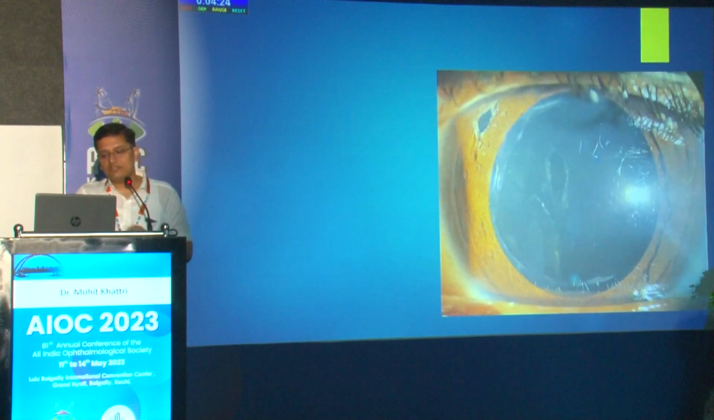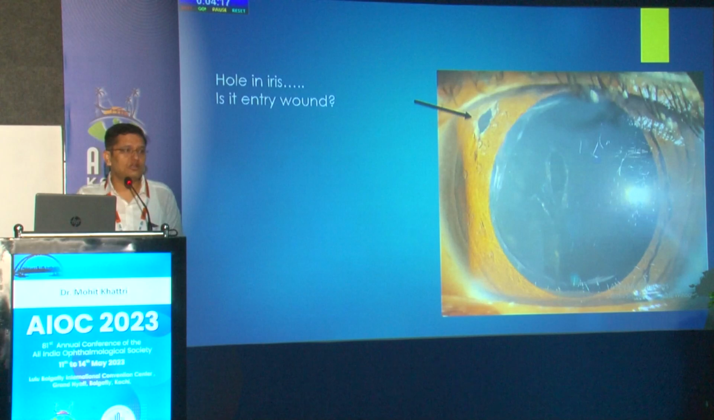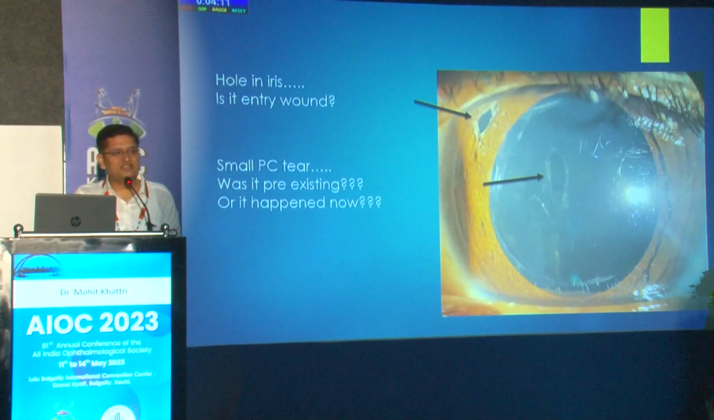Now, peroperatively, this is a picture peroperatively. There was a hole in the iris. Was it an entry wound? Something there? I don't know. All this was going on in the back of my mind. I was operating, and then another hole, a PC tear. Was it a pre-existing one, or did I do it then and there? I don't know. But there was a rent. Yes, there was a rent.